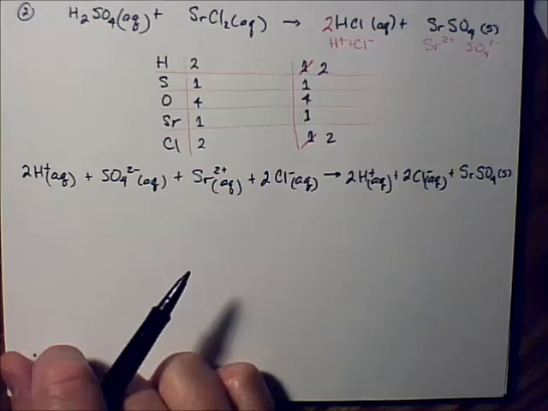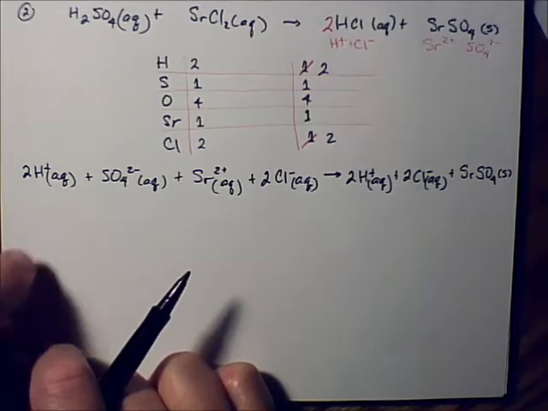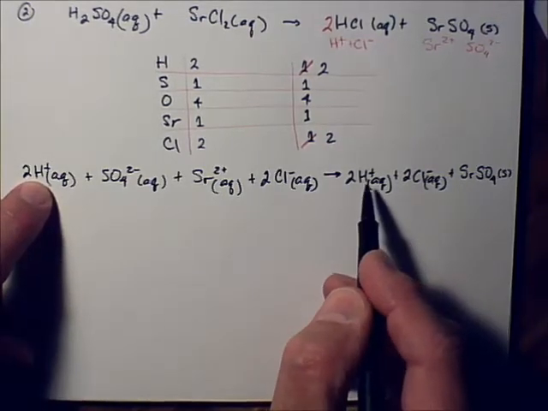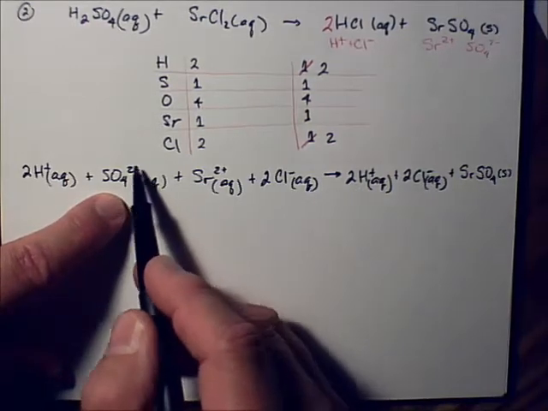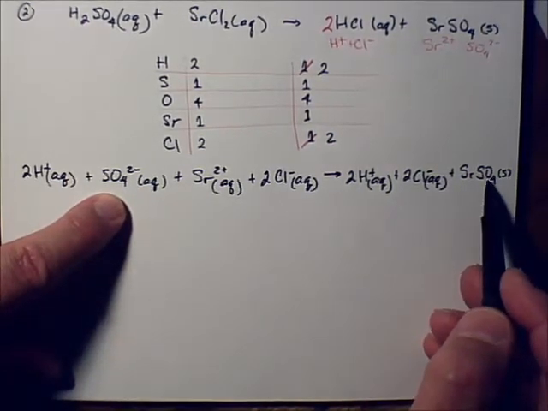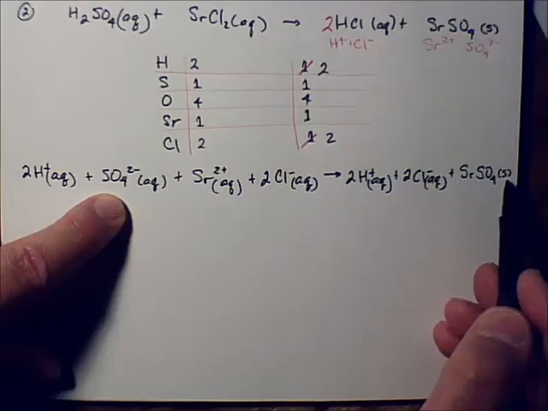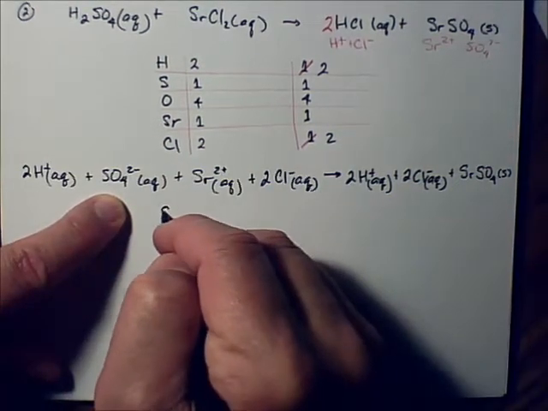For the net ionic equation, we're simply going to keep those things that change. If they don't change, we don't keep them. Hydrogen is exactly the same on both sides, so we're not going to keep it. Sulfate changes. It goes from being an ion over here that's aqueous to bonded into a compound that's a solid. So we're going to keep sulfate.